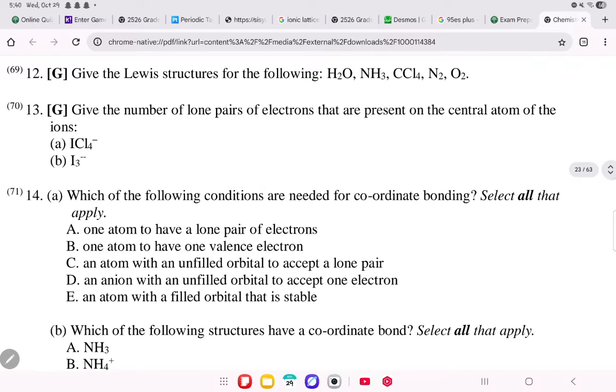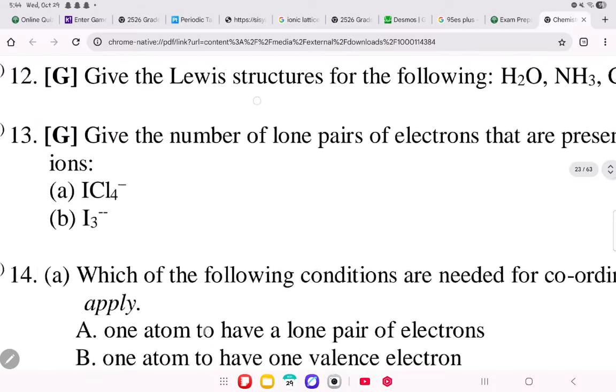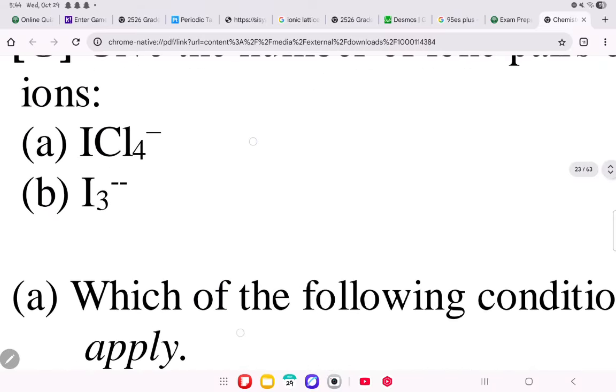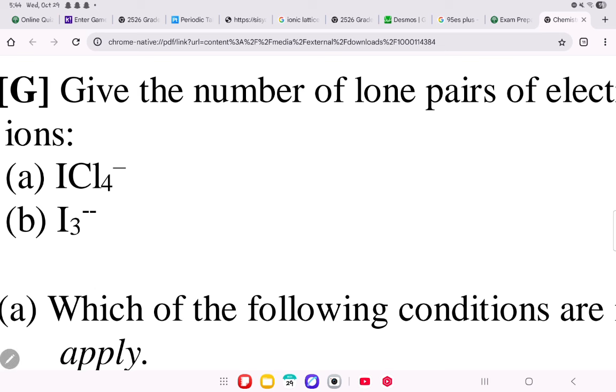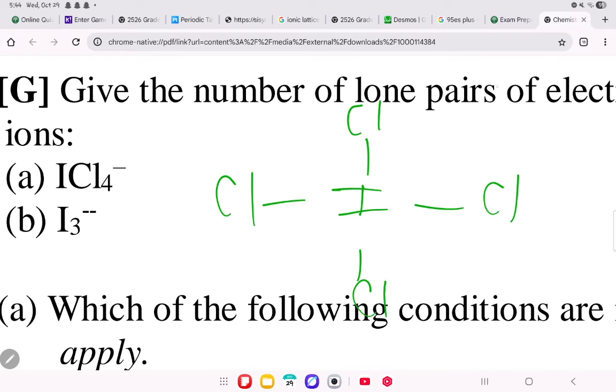Okay, now ICl4 minus and I3 minus. I'm going to draw them as well. We start with ICl4 minus: I, right? And then we have 4 Cls. Now, if we did the calculation, I is in group 7, plus 4 times 7, and then it's minus, right? So that means we add 1 more electron. So it's going to be 7 plus 4 times 7 plus 1. So that's going to be 36.